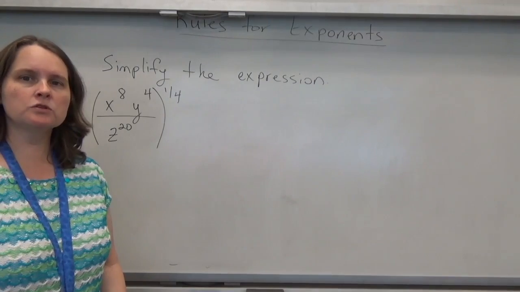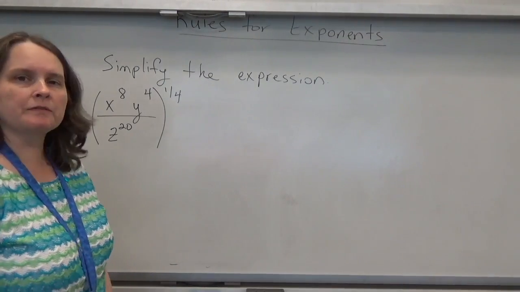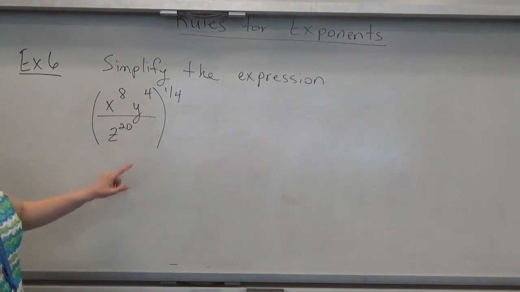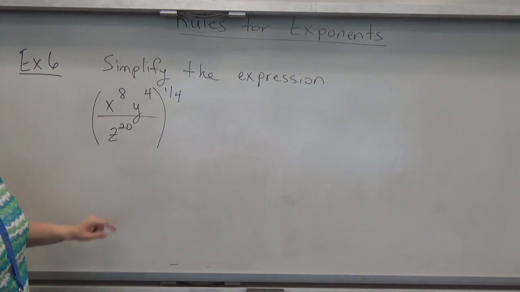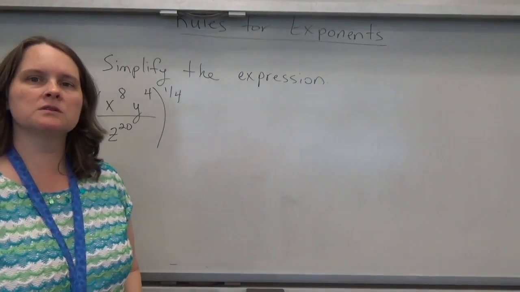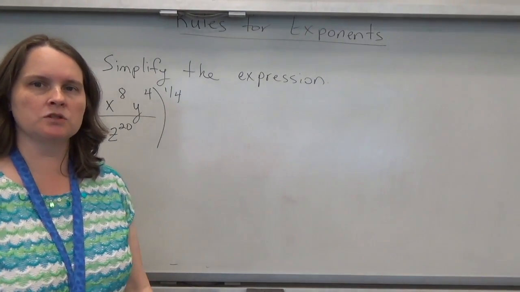Okay, so it's time for you to try another one. You're going to simplify the expression. This is quantity x to the 8th, y to the 4th, all over z to the 20th. This is all being raised to the 1/4 power. So go ahead and pause the video, see what you can do, and then check your answer in a moment.